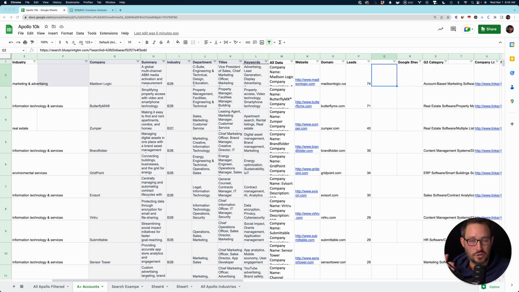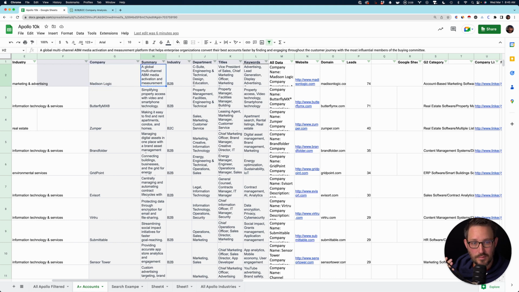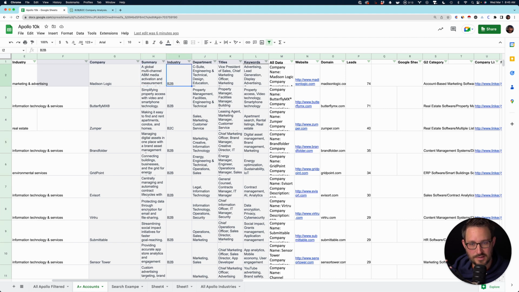So what I did is I took that summary company information and I wanted to know a couple of things. I wanted to know what does the company do, sort of re-summarize what the company does. Do they serve B2B or B2C? This B2B, B2C data is weirdly not great across the board. A lot of people have trouble filtering this.